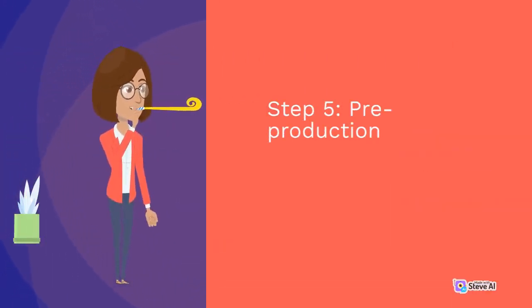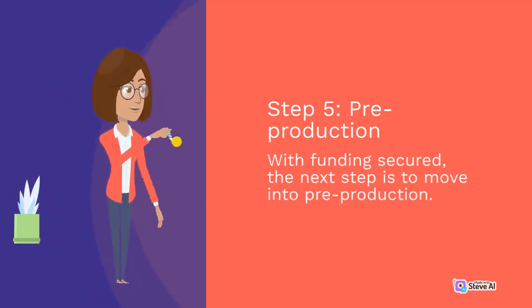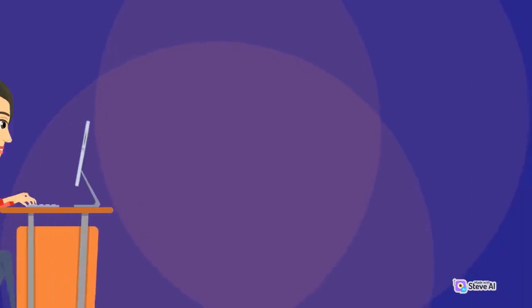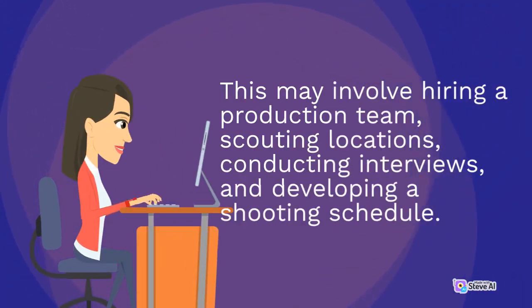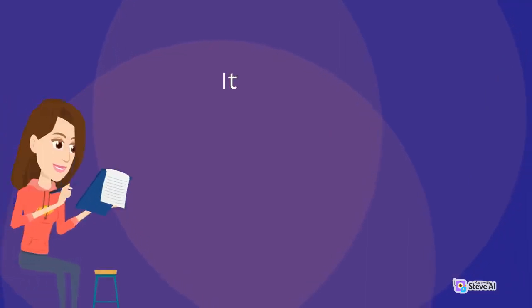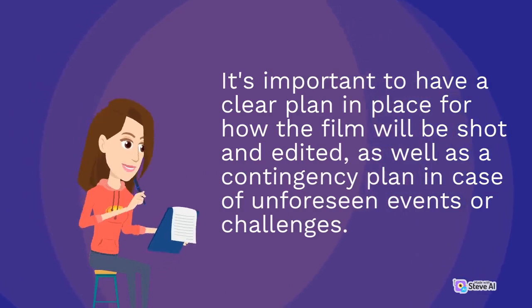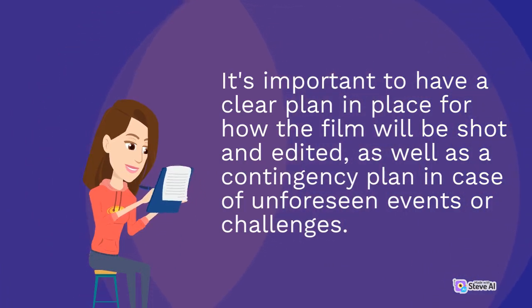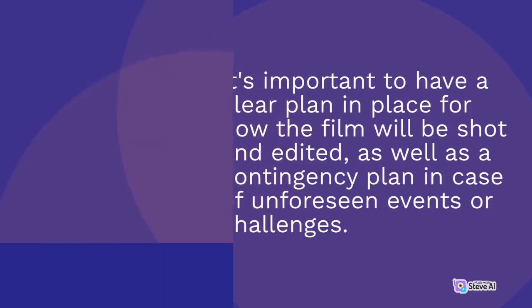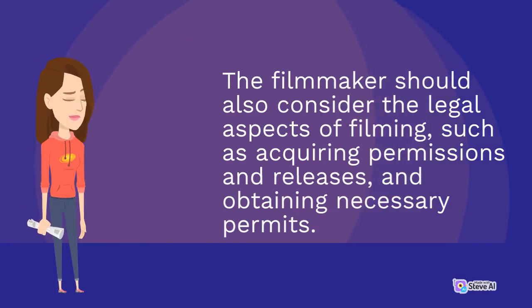Step 5. Pre-production. With funding secured, the next step is to move into pre-production. This may involve hiring a production team, scouting locations, conducting interviews, and developing a shooting schedule. It's important to have a clear plan in place for how the film will be shot and edited, as well as a contingency plan in case of unforeseen events or challenges. The filmmaker should also consider the legal aspects of filming, such as acquiring permissions and releases, and obtaining necessary permits.